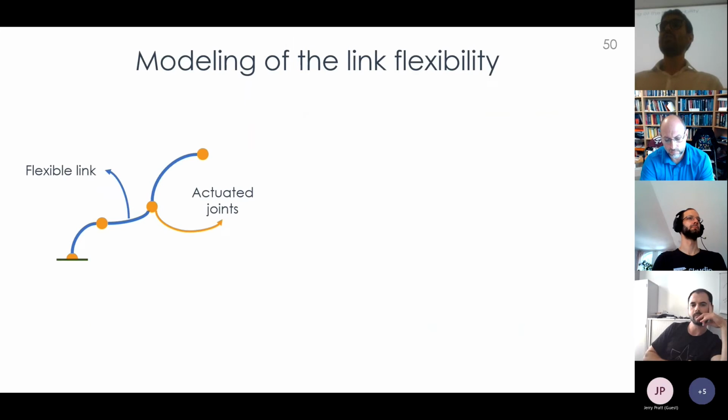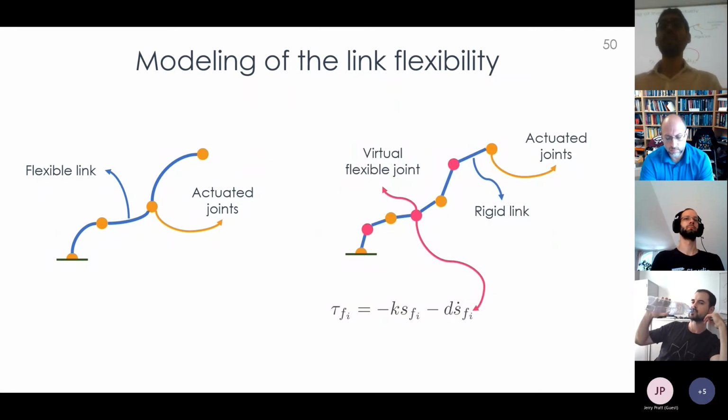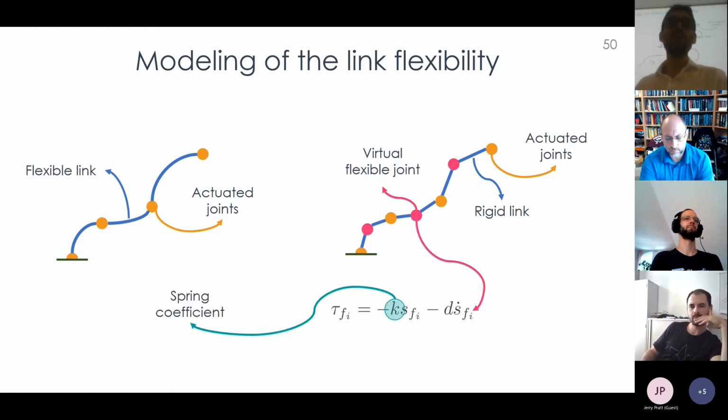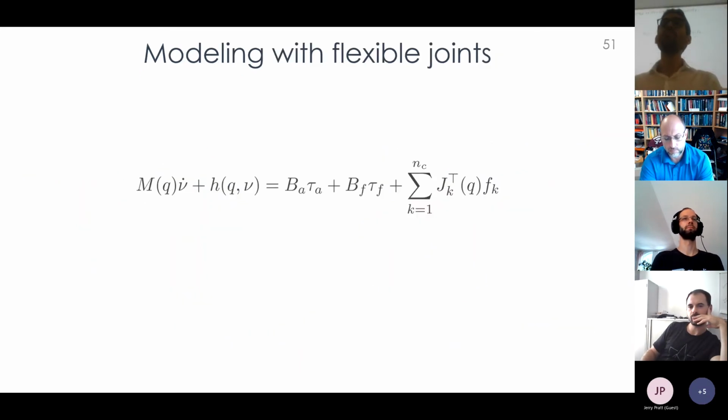So why a flexible joint state observer? Because there are several ways to model the link flexibility, among which the most common one is to take a flexible robot, remove all the flexible links, and substitute them with flexible joints. Those flexible joints have dynamics given by a spring and damper, where K is the spring coefficient and D is the damper coefficient. So actually, modeling a robot with flexible links is not so different from modeling a robot with rigid links, since the dynamics at first impression can be exactly the same.